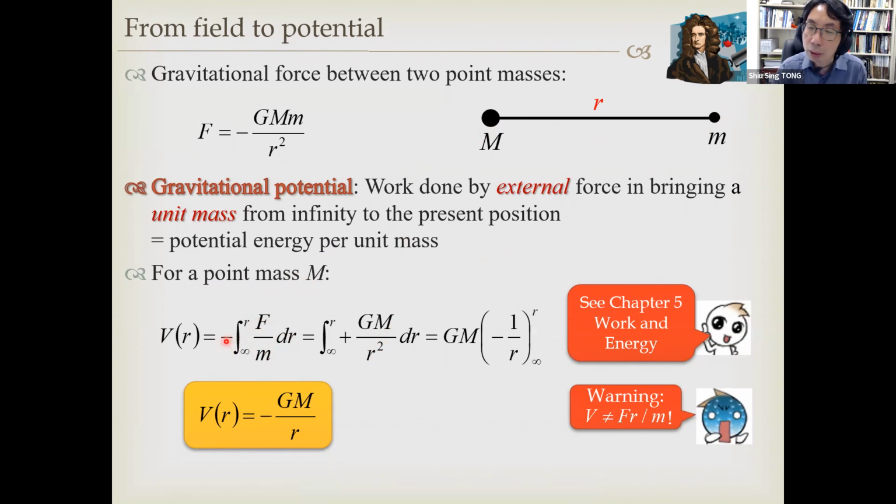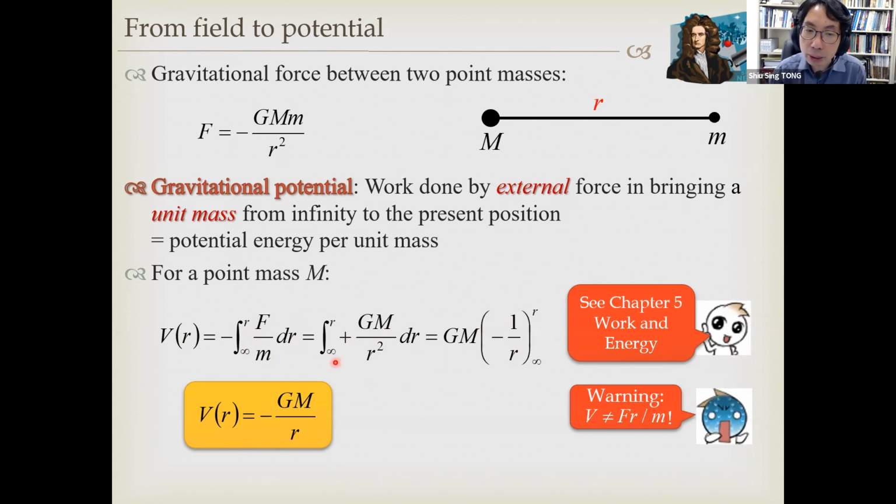Now do not forget the minus sign, because we are integrating the external force that just balances the gravitational force. So we are holding that object with the external force, and we integrate that external force that just balances the gravitational force from infinity to the present position. So this is the expression. That's why we have a minus sign. Now, integrating this will become GM multiplied by minus 1 over r.